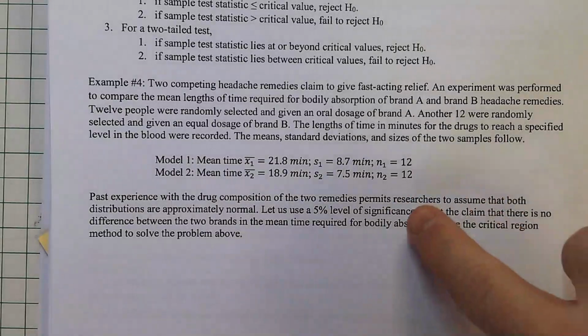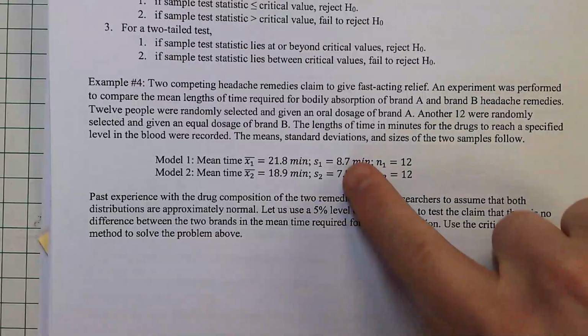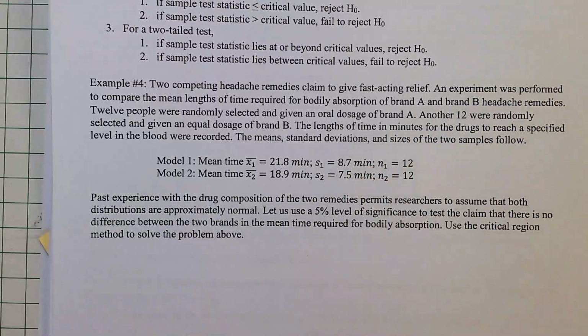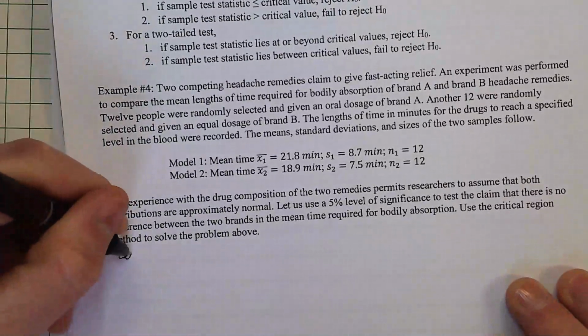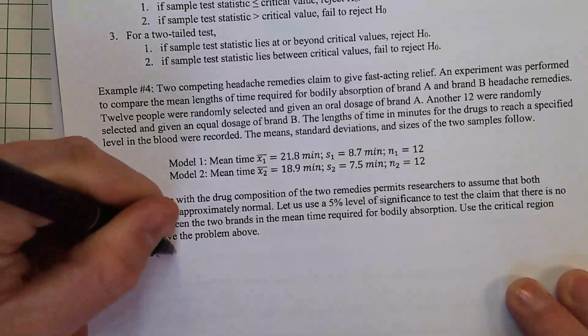Okay, we've talked about this. And this was a T one. So this is the second one we did because we have S there. The researchers at both distributions are approximately normal. Use a 5% level of significance. So that's very important.